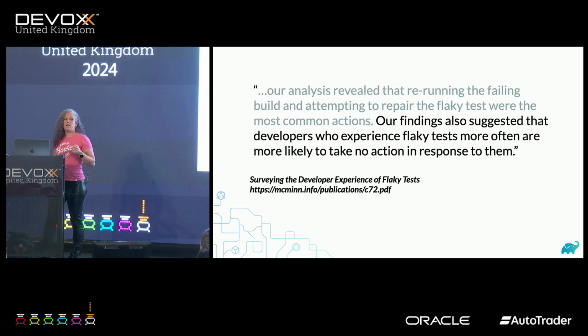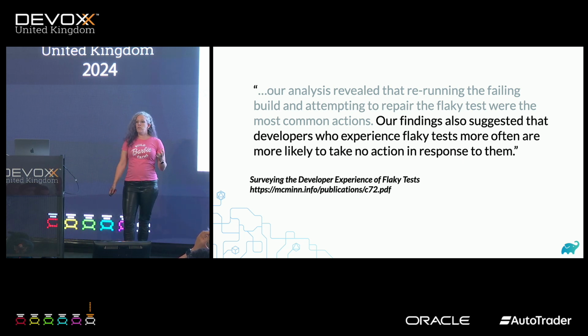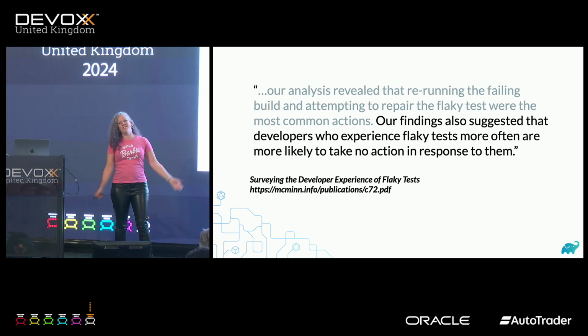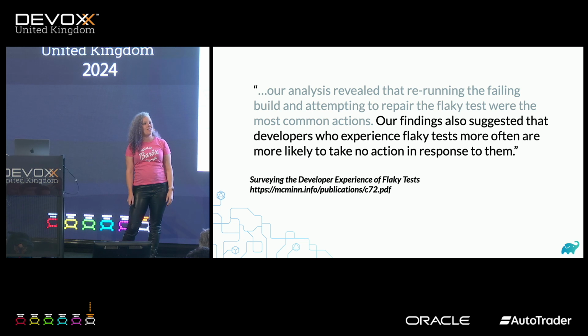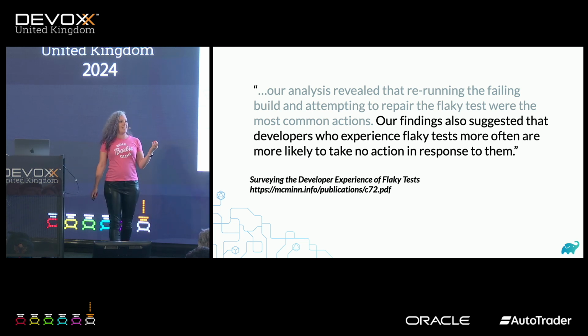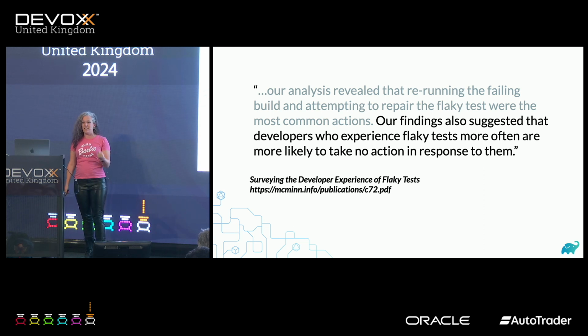What was more interesting is they found that developers who experience flaky tests more often are more likely to take no action in response to them. As soon as you have any flaky tests in your build, you start ignoring the flaky tests. And then you start ignoring the other tests that are failing. And then you start ignoring a lot of stuff, because you're like, well, I don't really know if it's failing or not, and I don't really know how to fix it. And this is why I hate flaky tests. They're toxic. They just make everything seem really pointless.